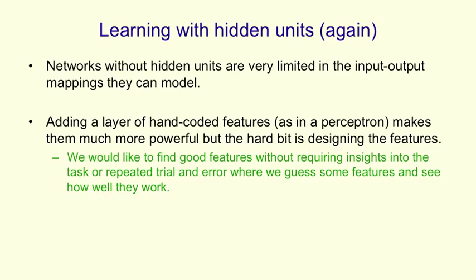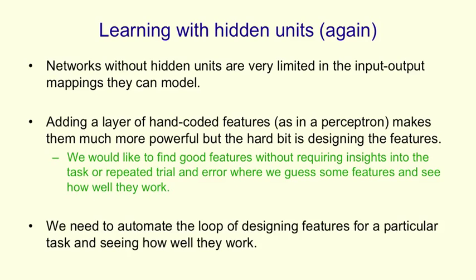What we'd like is a way of finding good features without requiring insights into the task or repeated trial and error where we guess some features and see how well they work. In effect, what we need to do is automate the loop of designing features for a task and seeing how well they work. We'd like the computer to do that loop instead of having a person in the loop.